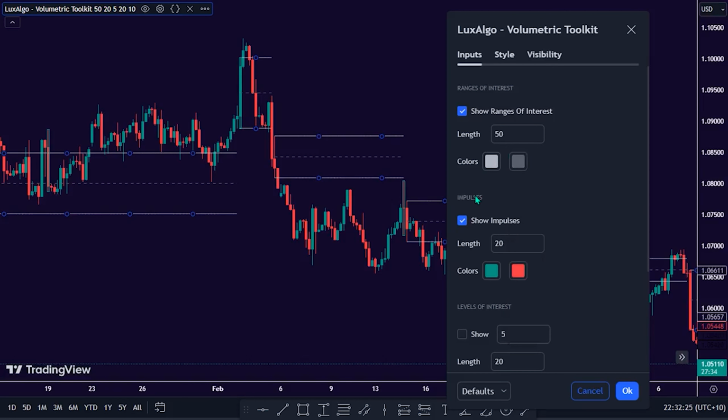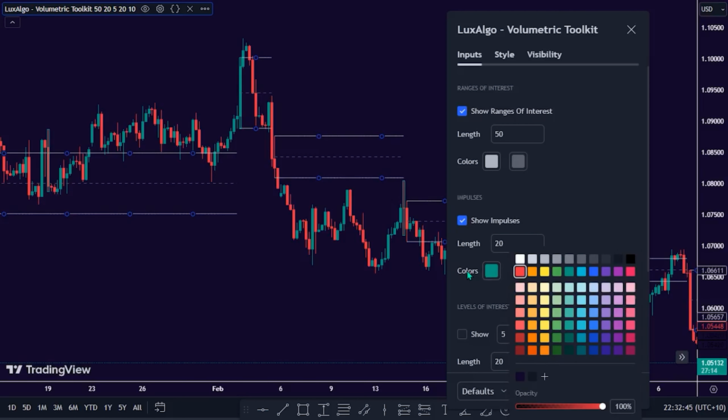Under the Impulses, there is the Show Impulses. This displays impulses. There's also Length. This displays impulse sensitivity to volume. By default, it's set to 20. Traders can also modify the color settings.